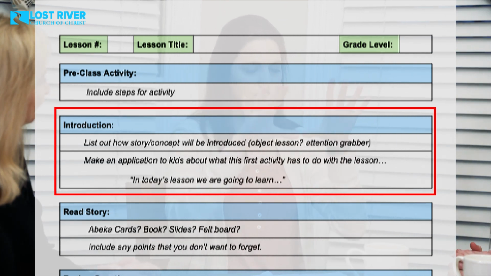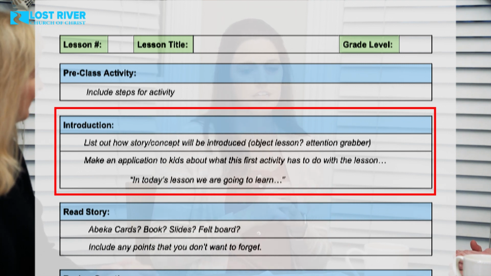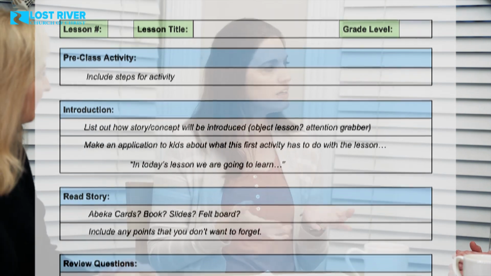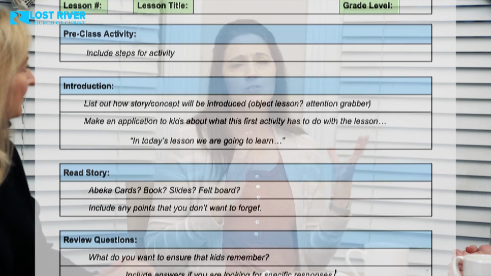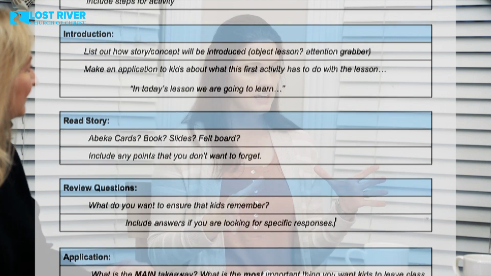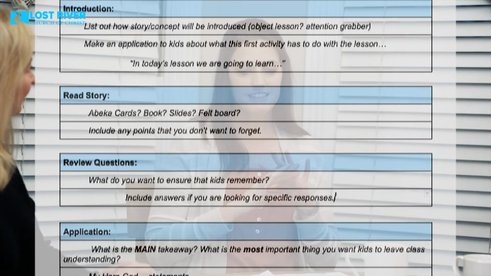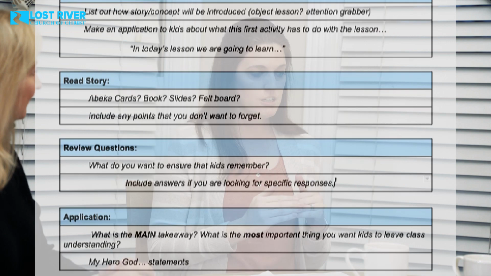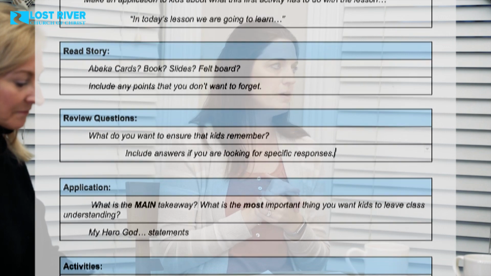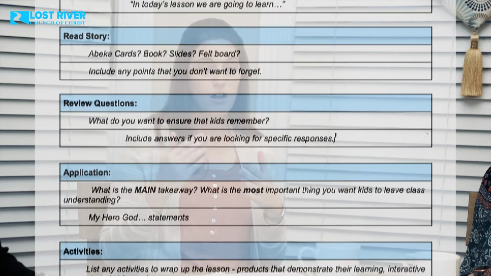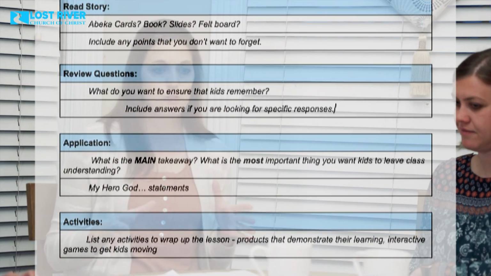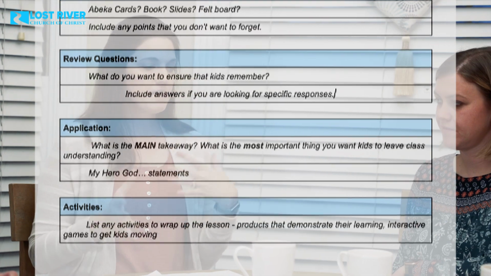And then I'll type out my main points for the story. I like to teach the upper end of the elementary school age, and so I'll use Abeka cards or Google slide pictures. I like visuals when I'm teaching. And then I'll always have some review questions typed out that I can use, things like, what do I really want them to know? What are the most important parts of the lesson that I want them to take away? Our Bible curriculum has all the My Hero God statements, so that's a great place to put those in. And then I think about the activity.